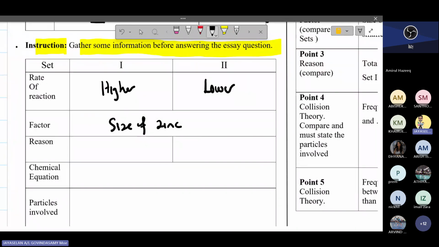Here they use powder, right? Set 1 they use powder, right? It has a larger total surface area exposed. The exposed surface area is very large. Okay, here the total surface area exposed to the reaction is smaller.